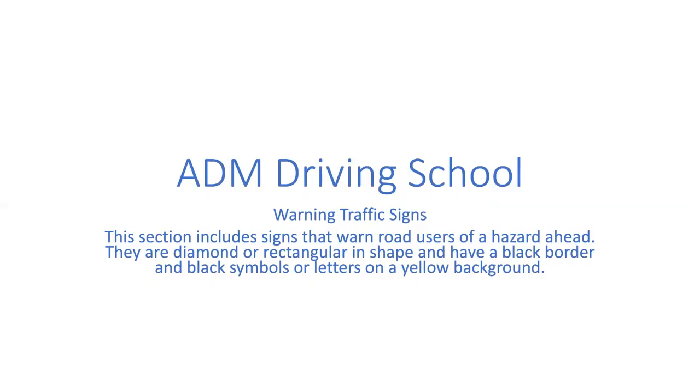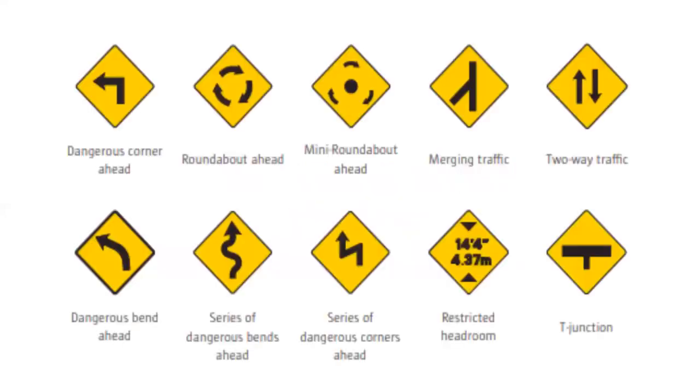In this video, we are going to cover the warning traffic signs. This section includes signs that warn road users of a hazard ahead. They are diamond or rectangular in shape and have a black border and black symbols or letters on a yellow background. So these ones are very important to know.